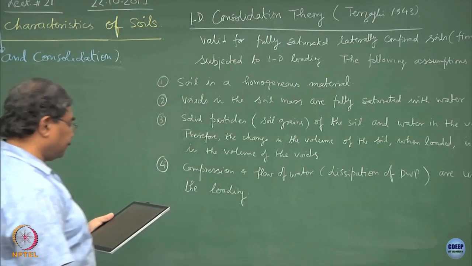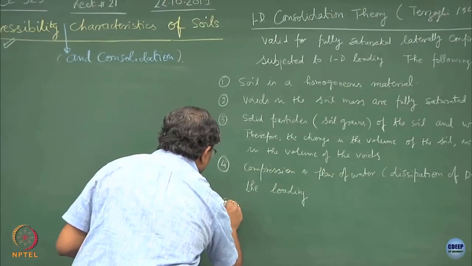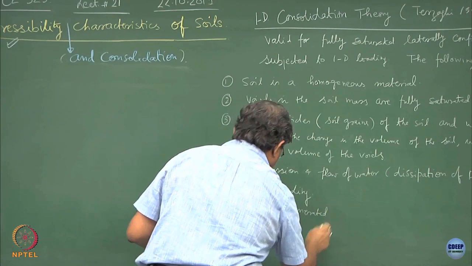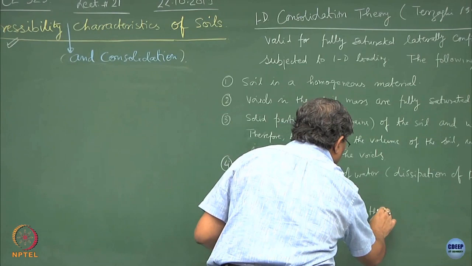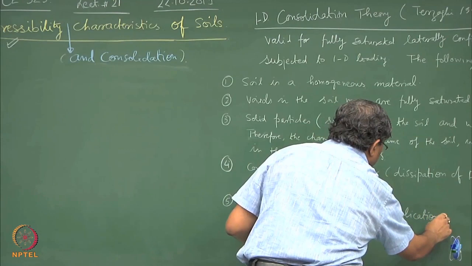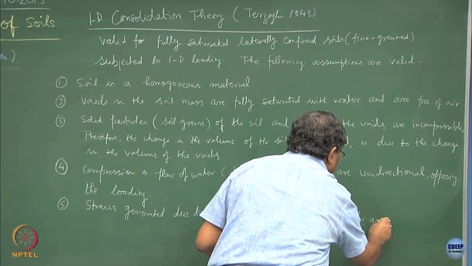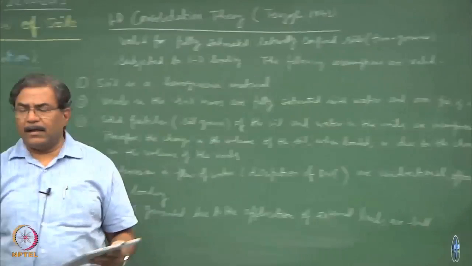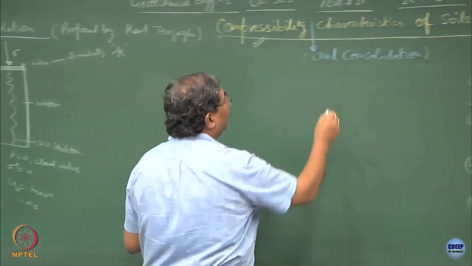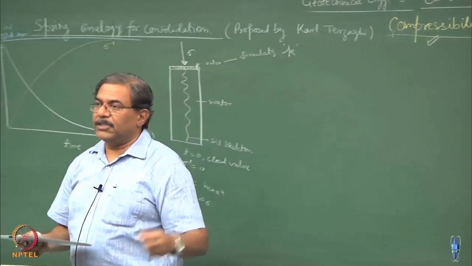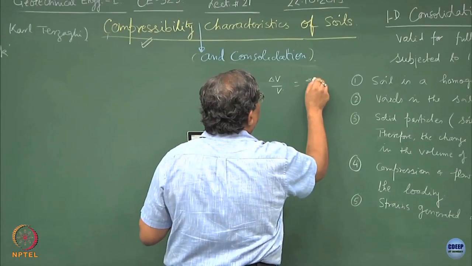Point number 5, strains generated due to the application of external loading are small. Why? Because we are still assuming that delta H upon H is the strain, and this is equal to delta V upon V. This is the assumption which we have made. This relationship is valid when the deformations are small, this is a strain term, and this we have related as delta e over 1 plus e naught, clear.